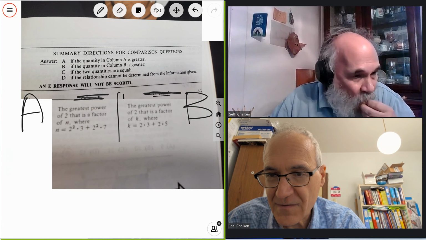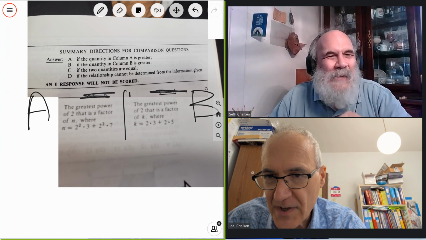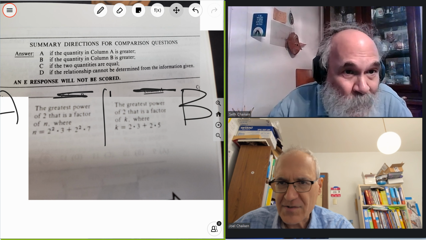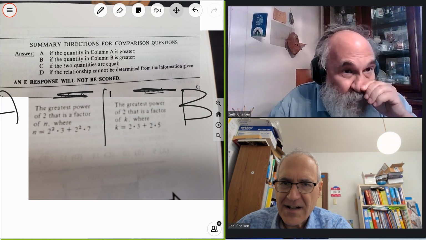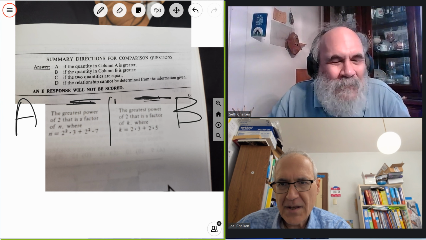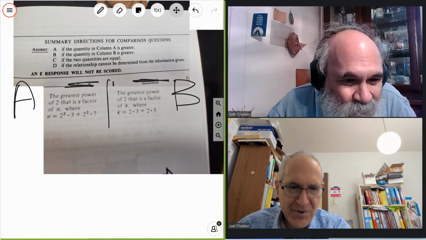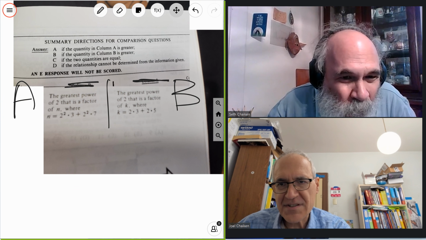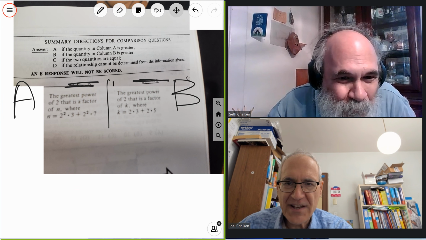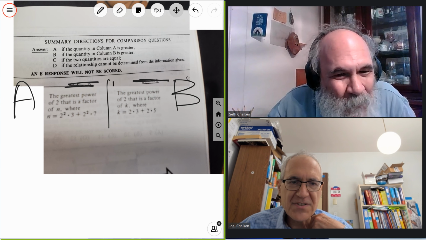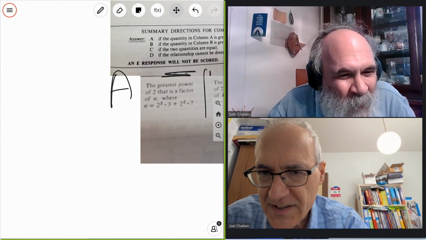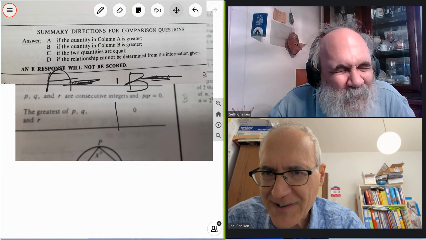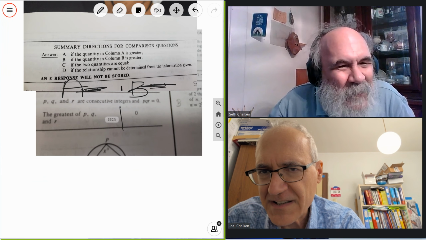They have this crazy type of question, which was a comparison question where you have to look at column A, look at column B, and if column A is greater, you answer column A. If column B is greater, you say column B. If the two quantities are equal, C, and if you can't tell the relationship between the two, you answer D. So we have at least one of these today. Maybe we could do both, but let's at least start with this one.